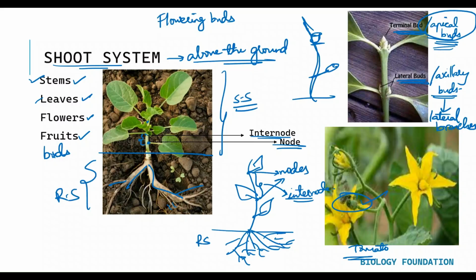But usually in a plant, you find three types of buds. First is the apical bud or the terminal bud, which helps in increasing the length of the plant, the overall height of the plant. Lateral buds or axillary buds give rise to lateral branches or side branches. Flowering buds give rise to the flowers, which are the reproductive organs in a plant. So the shoot system mainly comprises stems, leaves, flowers, fruits, and buds. Okay.